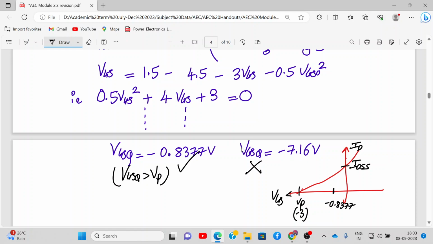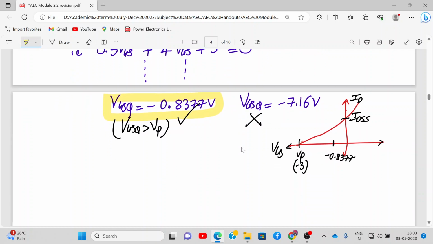And why do we reject this? Because if I plot minus 7.16, it will go beyond this, right? And no point is defined. Are you understanding what I'm saying? Yes, sir. VGS cannot be less than VP. It has to be greater than VP in a negative direction. So once I have selected the value, this is my value of VGSQ.